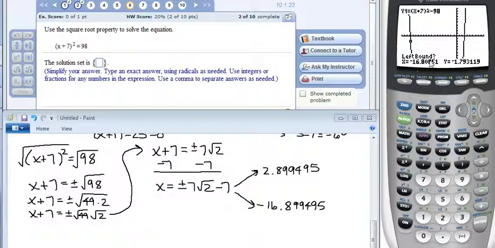All right, so the left bound on this one would be above. Whoops. All right, so I want to go above on my left, enter, below on my right, and hit enter. So we've got negative 16.89949. Wow, 89949. Look at how accurate that is. So that one looks really good.